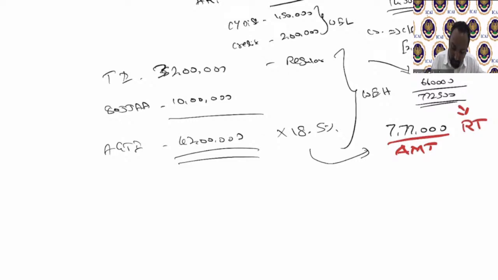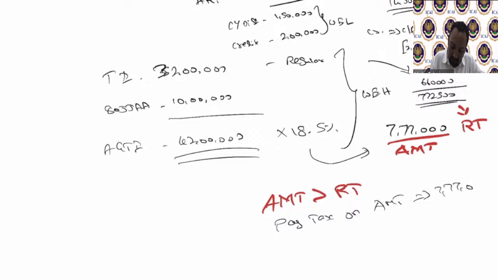Now your AMT is greater than your regular tax, correct? Yeah, correct. So it is higher. Now I will pay tax on AMT. So I'll be paying 7,77,000. Take credit. How much credit will I take? 7,77,000 minus 7,72,500, that is 4,500, right? So 4,500 will be a credit which I can utilize in the next year.